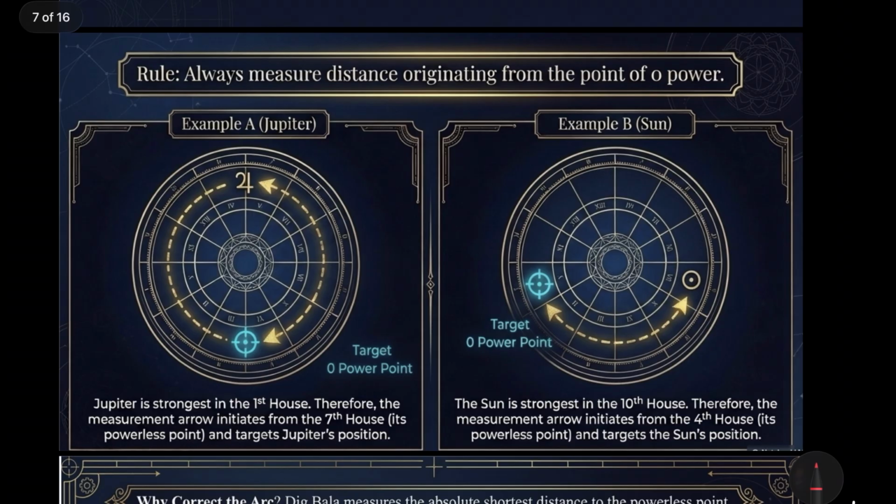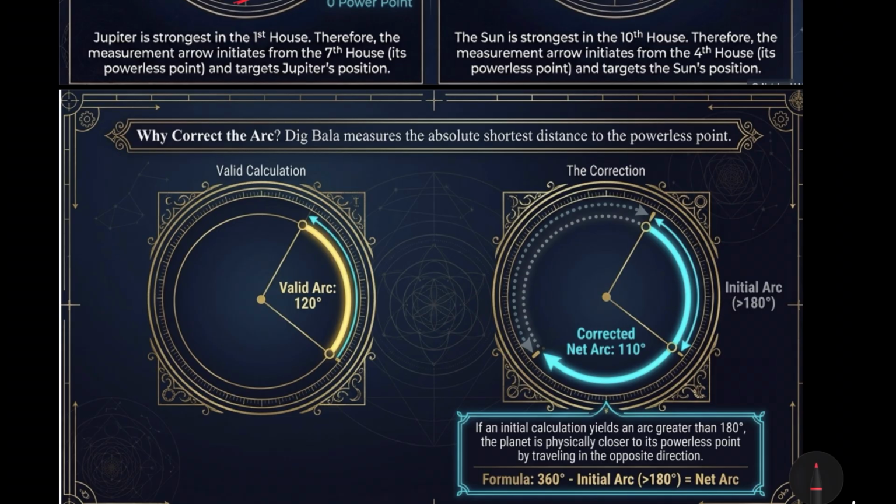So Jupiter gets the maximum strength in the east, and in the 7th house cusp it will be at the 0 powerless point. Similarly, the Sun at the 10th house cusp will get the maximum strength, and its powerless point will be the 4th house cusp. For the valid arc, we check the minimum distance between the planet placement and the powerless point. If it is within 180, we do the calculation. If it is over 180 degrees, we do the correction to find the net arc.